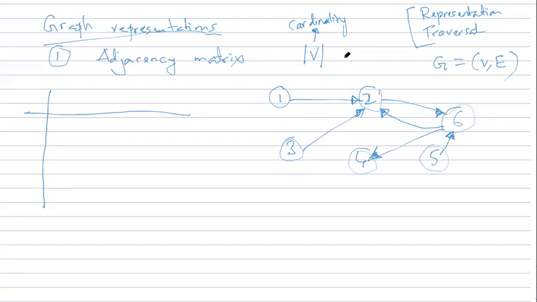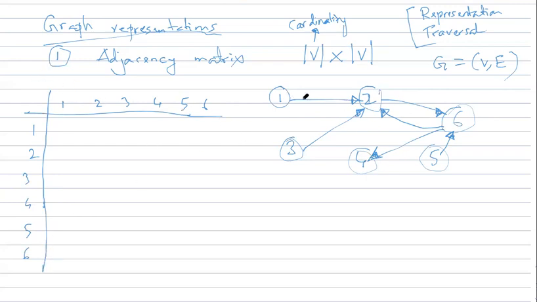So here, the simplest possible representation that one can have is this adjacency matrix, where you have V cross V. Here we have 6 vertices. So we can lay down 1, 2, 3, 4, 5, 6, and 1, 2, 3, 4, 5, 6. So it's a 6 by 6 matrix here.